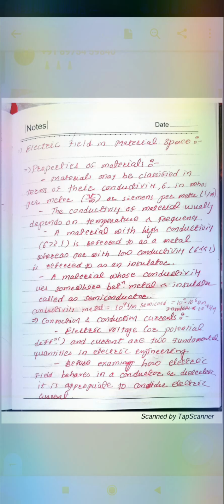We know that when we see the electric field in the material space, if we consider the electric field in any material, then we can say that there are two quantities which are always there. Electric voltage, that is also called potential difference, and current are the two fundamental quantities in any electrical devices, in any electrical engineering.